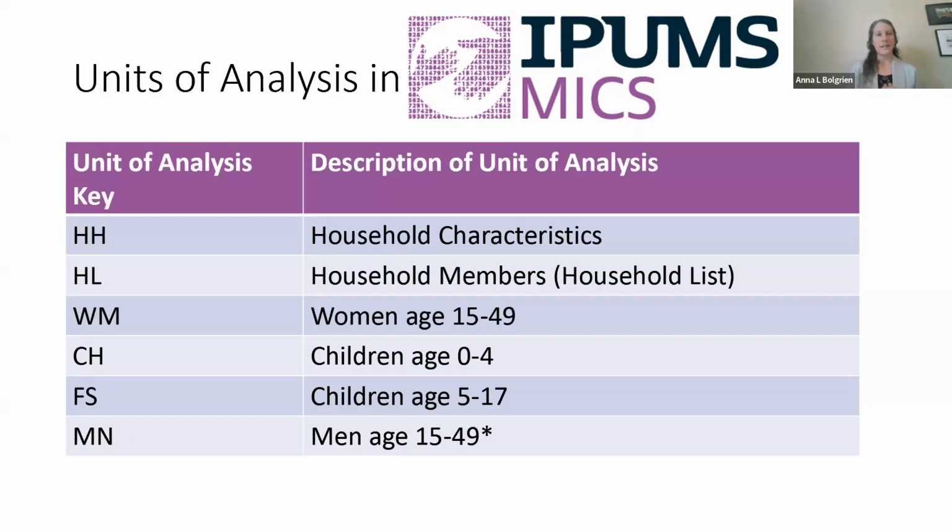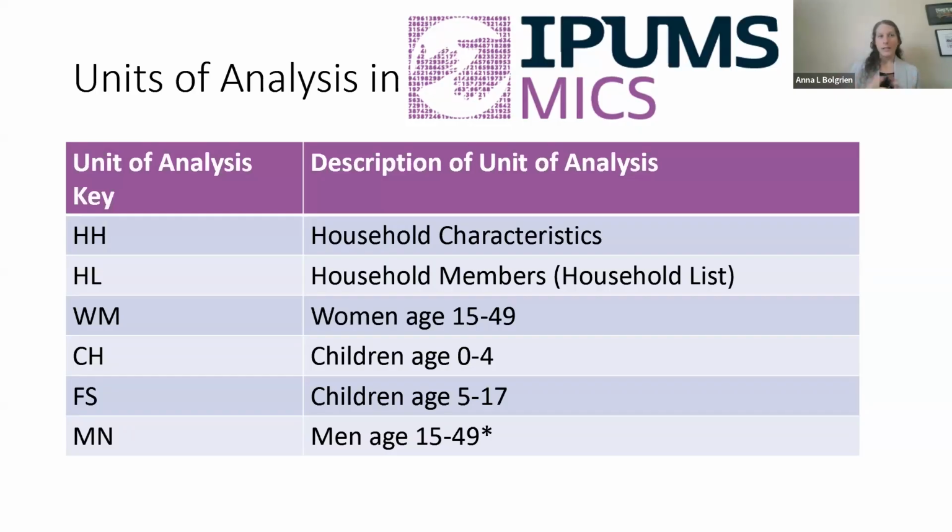The next unit of analysis is the HL file, and that stands for household list or household members or household roster. And this refers to a unit of analysis where each observation is a different individual person within the household. So just a list of every single person in all of the households. The next 4 units of analysis refer to more information about those individual people living in the household.